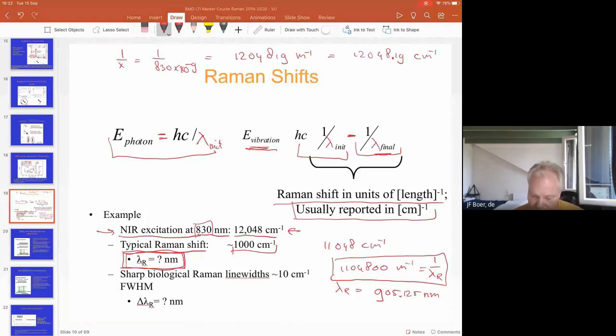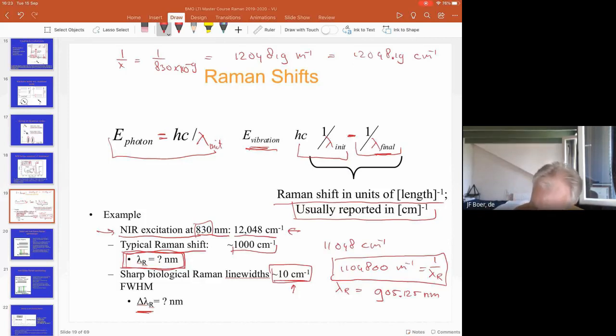And just to give you another idea of how sharp these Raman line widths are, these line widths are on the order of 10 inverse centimeters. And remember, this is an energy scale, so that means that they're fairly narrow vibrational levels. So 10 inverse centimeter. What kind of shift does that mean in terms of the emitted photon? So the idea is the vibrational level has a width of 10 inverse centimeters.